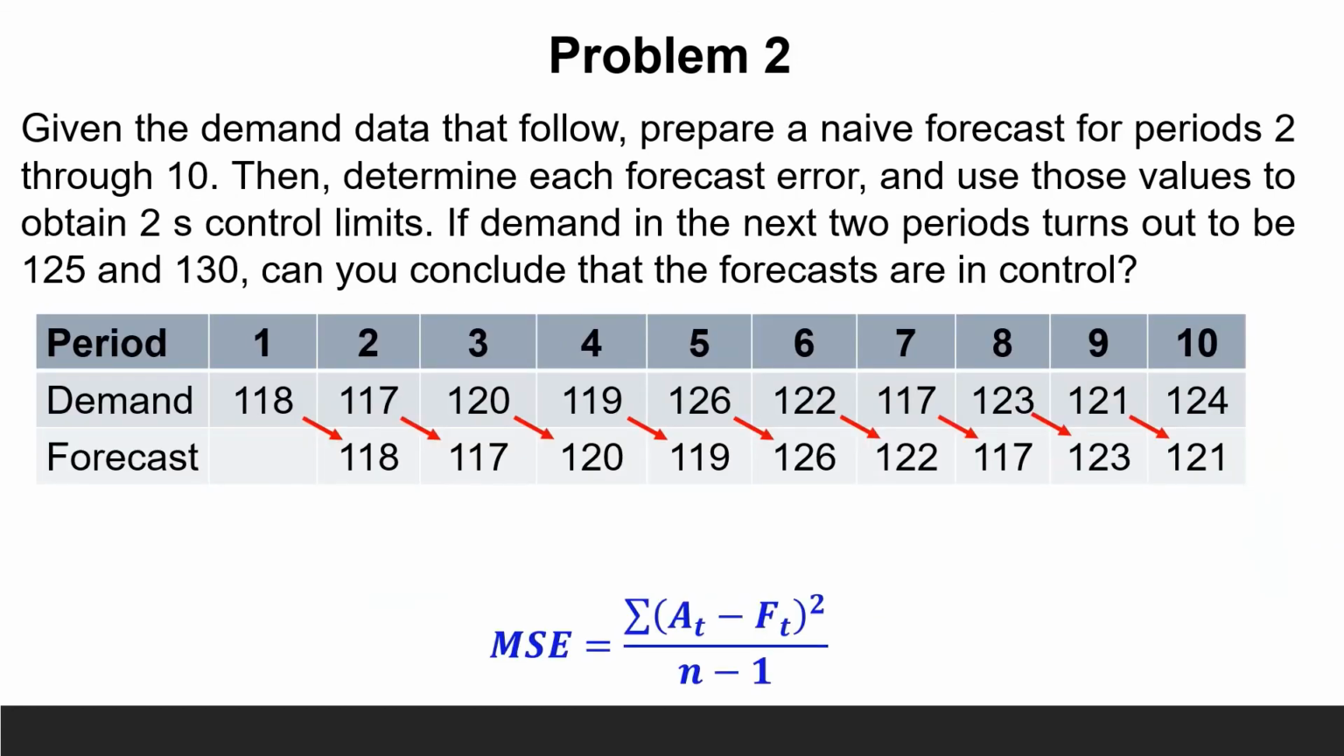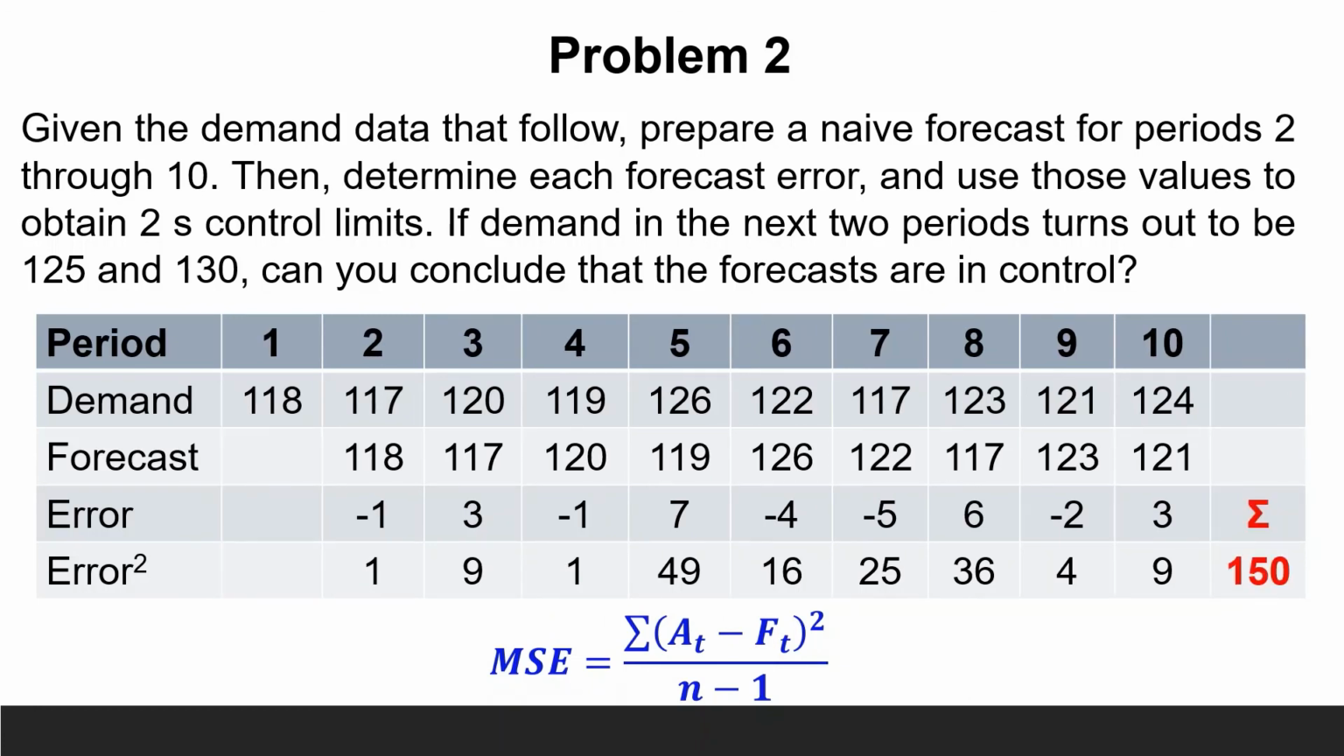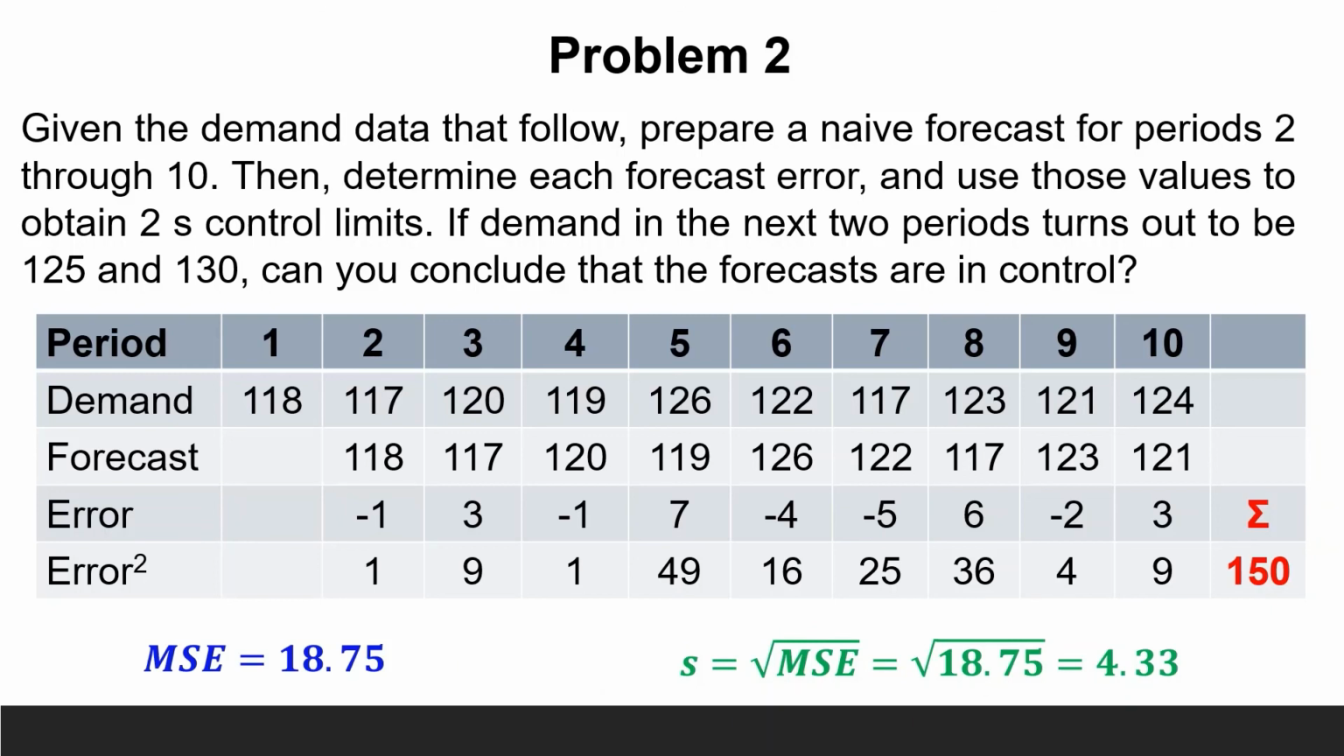MSE equals the summation of the square of the errors divided by n-1. So, we have to calculate the error and its square for each period as illustrated in the following table. Now calculate sigma e squared. Then MSE equals 150 divided by 9 minus 1 equals 18.75. Now calculate s that equals the square root of MSE, so s equals square root of 18.75 equals 4.33.